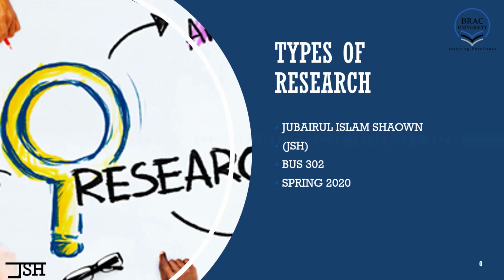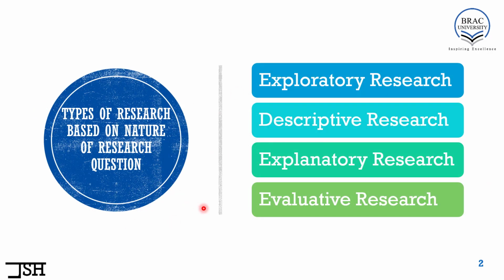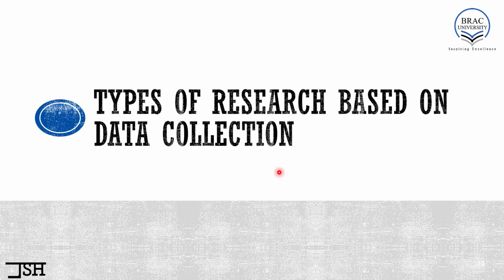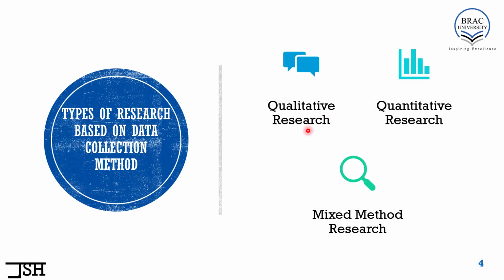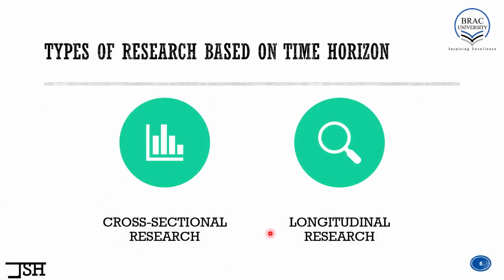Until the last video, we discussed different types of research. So we discussed types of research based on nature of research question, where we found out that based on research question, research can be of four different types: exploratory research, descriptive research, explanatory research, and evaluative research. Then we learned about types of research based on data collection. There we found out that research can be of three different types: qualitative research, quantitative research, and mixed method research. Moving on, we found out that research can also be of different types based on time horizon. And there we saw that research can be of two different types: cross-sectional research and longitudinal research.